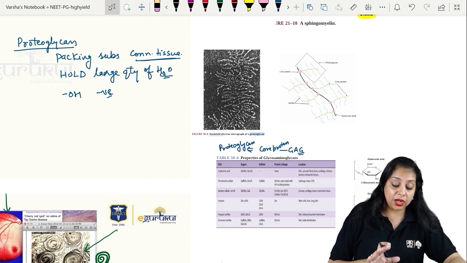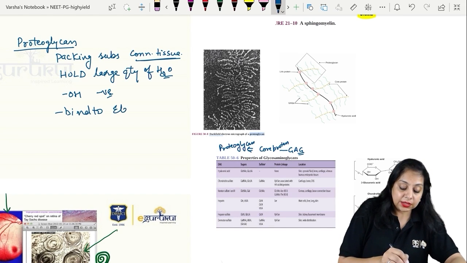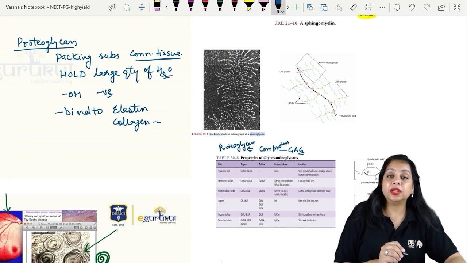They hold a large quantity of water. They are the packing materials. They have negative charge on them, right? And they bind to, if you want to write down, elastin, collagen, fibronectin, fibrillin, laminin, right? All of them were there.